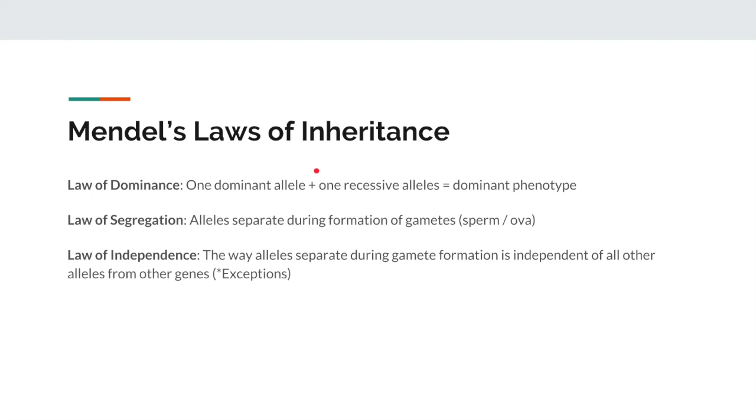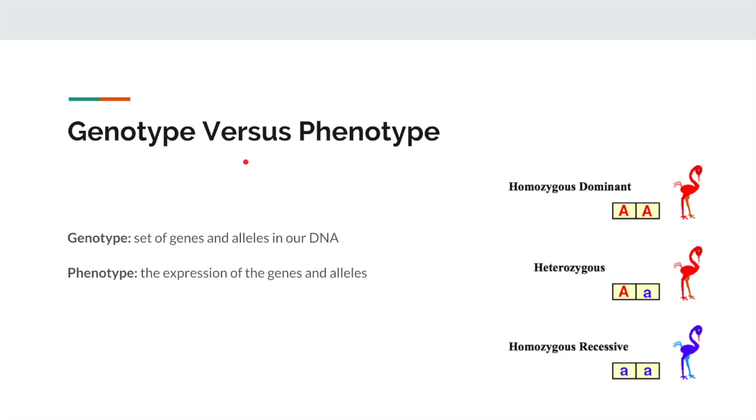So now let's look into Mendel's laws of inheritance. And there's three main ones here. Gregor Mendel was basically the father of all inheritance, which is all I really want you to know for that. So we'll start off with the law of dominance here, and this is, again, going into the dominance and recessiveness. So if you have one dominant allele and one recessive allele, you're going to have a dominant phenotype. So again, if we use the flamingos for an example, you have one red allele, which is the dominant, one blue allele, which is the recessive, you're going to have a red phenotype.